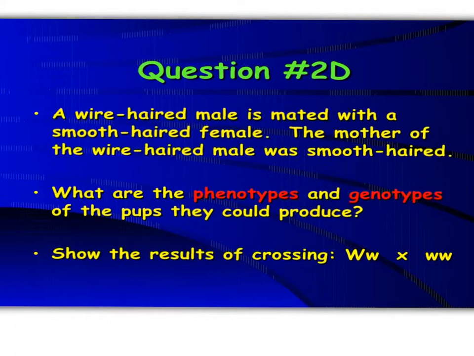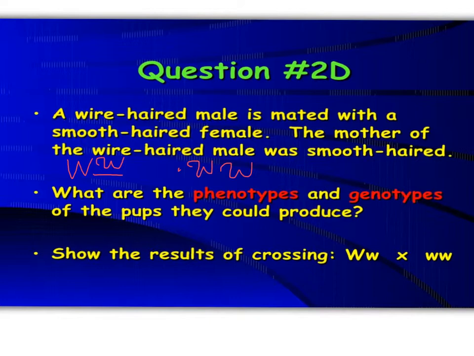Now here we have a wire-haired male mated with a smooth-haired female. We know the smooth-haired female would be little w, little w. With a wire-haired male, we don't know if it's homozygous or heterozygous, but we do know that it is a big W, so it's a big W something. Now it said that the mother of the wire-haired dog was smooth-haired. What that tells us is that the wire-haired dog was heterozygous. So what are the phenotypes and genotypes of the pups that they could produce, and what would the results be?